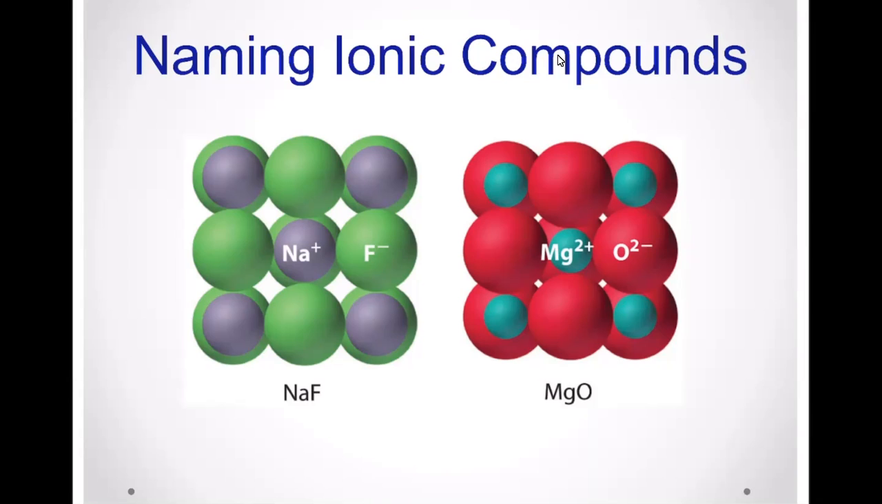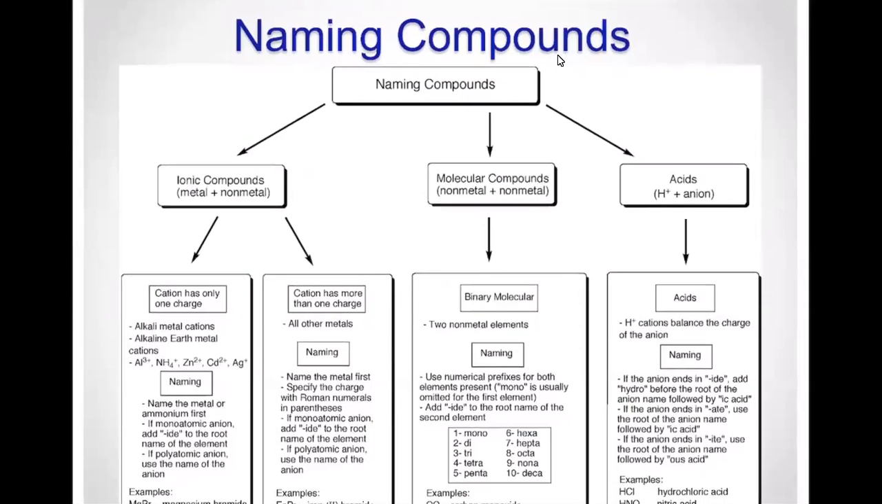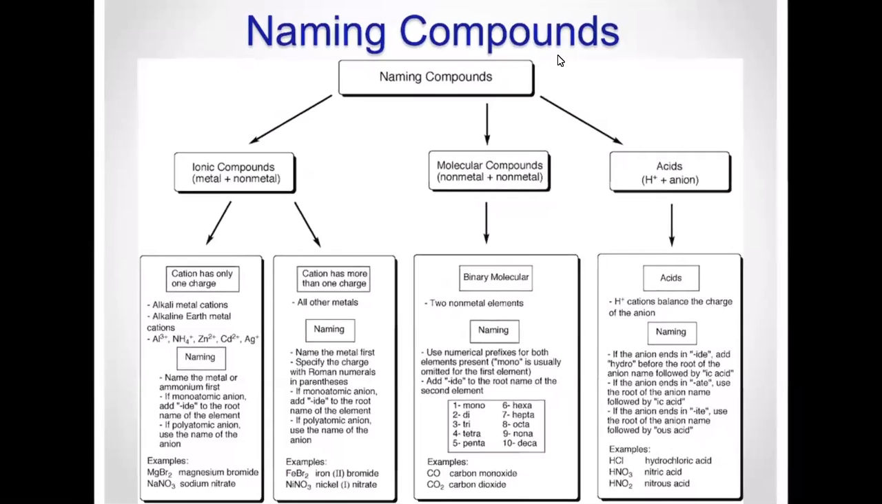We're going to start off with naming ionic compounds. So we're going to have the metal and the nonmetal, and that's what we're going to focus on. Here is a flow chart of what we're going to learn how to name. We'll start with naming ionic compounds, then go over naming molecular compounds, and finally discuss acids and bases, but acids have a naming system for themselves. So let's start over here on the ionic compounds.